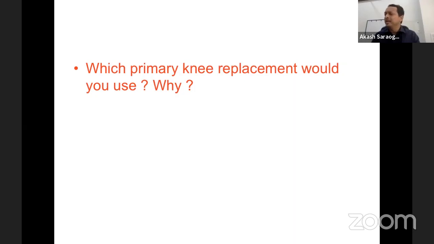So which primary knee replacement would you use? You can say anything. You can say a cruciate retaining implant, you can say a posterior substituting implant, but you need to justify it. You need to say whether I want a biological sliding motion or whether I want more conformity so that I have less wear.